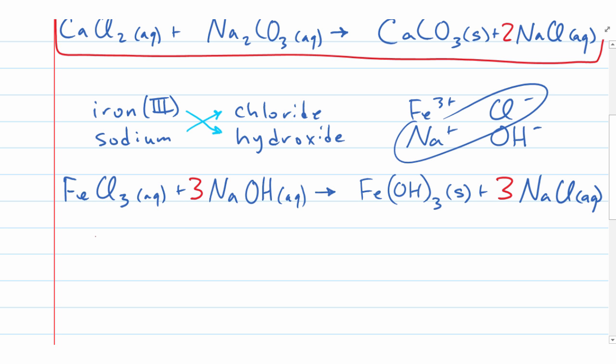Then if we look at the hydroxides, how many hydroxide ions do we have here? 3. And how many hydroxides here? 3. So it looks like we now have a balanced chemical equation.